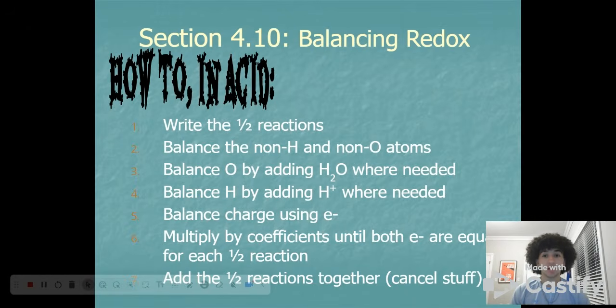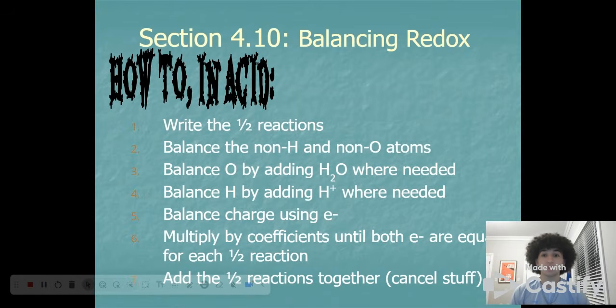Then, balance oxygen by adding water molecules to whatever side needs oxygen atoms. Remember, we're in acidic solution in this example, so we have water and hydrogen ions available. After that, balance hydrogen by adding hydrogen ions to whichever side needs more hydrogen atoms. Then, balance the charge by adding electrons to the more positive side. The total charge on both sides must be equal.